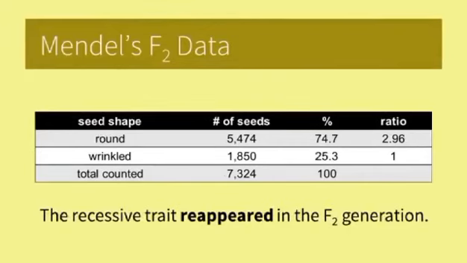Mendel's F2 data, seed shape, number of seeds, percent and ratio. Round: 5,474, percent is 74.7, ratio is 2.96. Wrinkled: 1,850, percent is 25.3, ratio is 1. Total counted is 7,324, 100%. The recessive trait reappeared in the F2 generation.